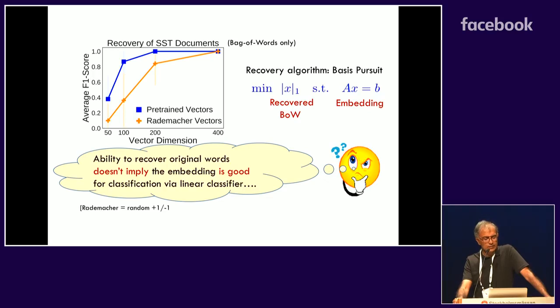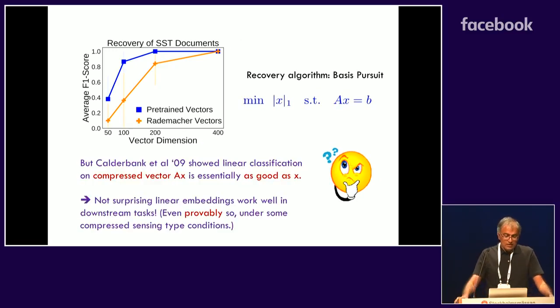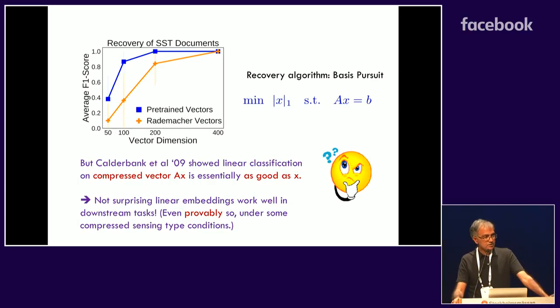now you think, okay, wait, remember the utility question, right? Just because you can recover the original words from the embedding doesn't mean they have good utility, because the utility is that they have to do well when you do classification in the downstream task. That's the utility we are interested in, not compressing or recovering. Well, then there's a simple result which we sort of rediscovered and then found that it was proved in Calderbank et al. It shows that linear classification on the compressed vector AX under these compressed sensing conditions is essentially as good as doing the classification on X.